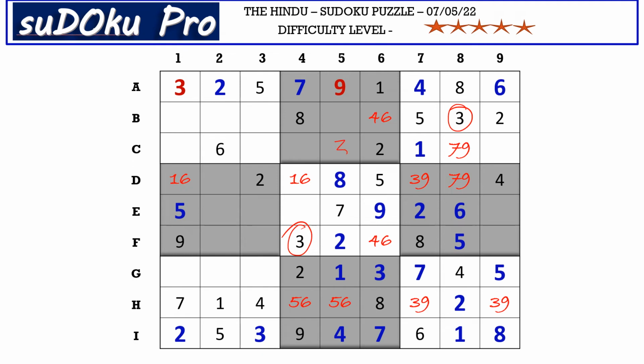Now in this block there are only 3 empty cells, and the missing numbers are 5, 4 and 6. This 5 blocks these two cells, so 5 goes here in C4. This 5 cancels out the 5 here. So H4 takes 6 and H5 takes 5. So this 6 cancels out the 6 here. So D4 is now 1 and D1 is 6.